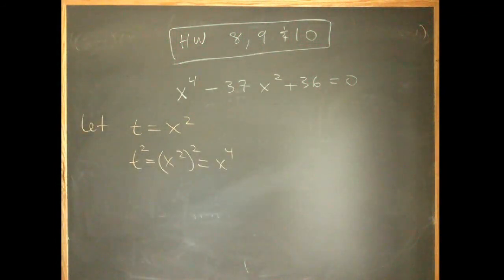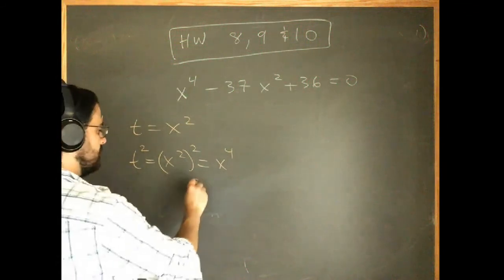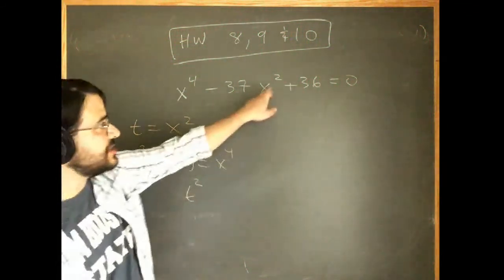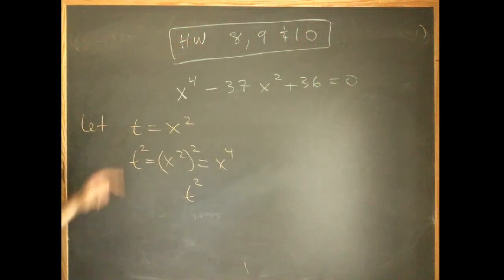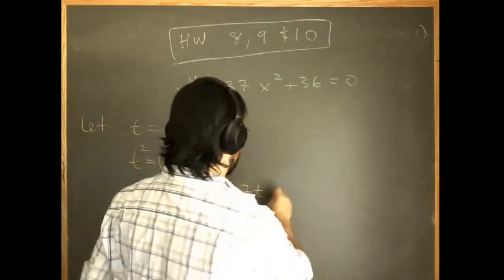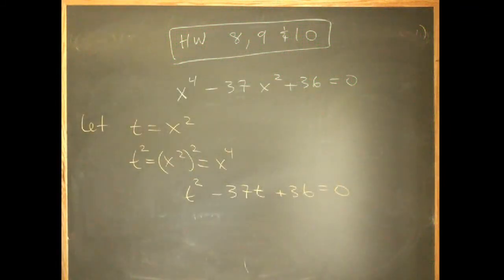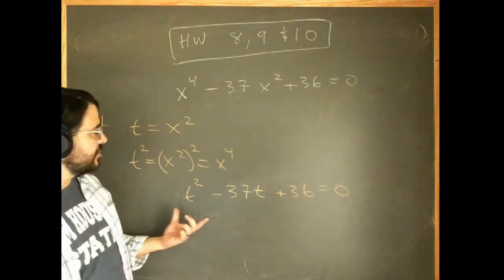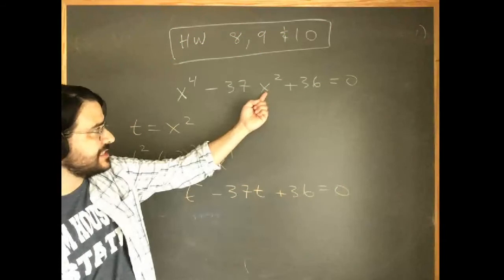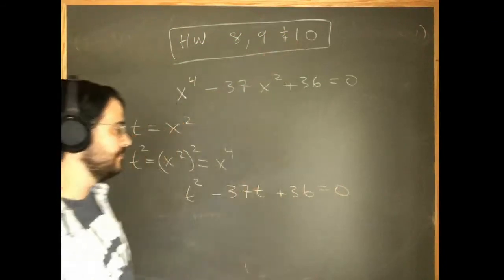Now, let's see what happens when I convert this whole equation over to t. This x to the fourth is really the same thing as t squared. This x squared is really just the same thing as t. And this 36 doesn't have an x or a t in it, so we could just write it as 36. And you can see that it's a lot simpler in this format. And the reason I knew to convert over to t is because I've seen x squared and the square of x squared here. What you'll do for 9 and 10 are different.